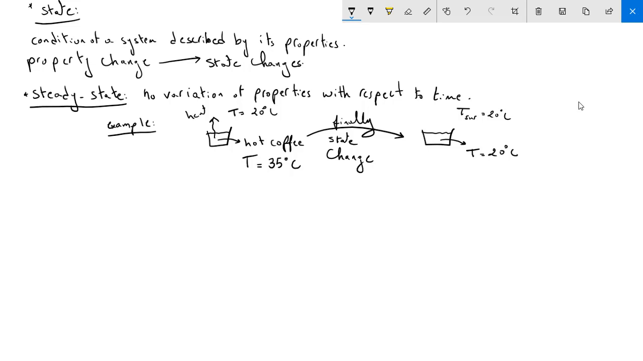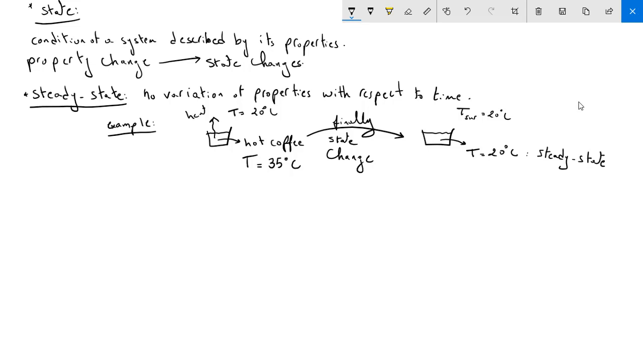And at the end, when T no longer changes with respect to time, we can say that we have reached steady state. No matter how long we leave the cup of coffee, it will remain at the same temperature of 20 degrees as the surroundings. So the property temperature no longer changes with respect to time, and we say that the coffee has reached steady state.